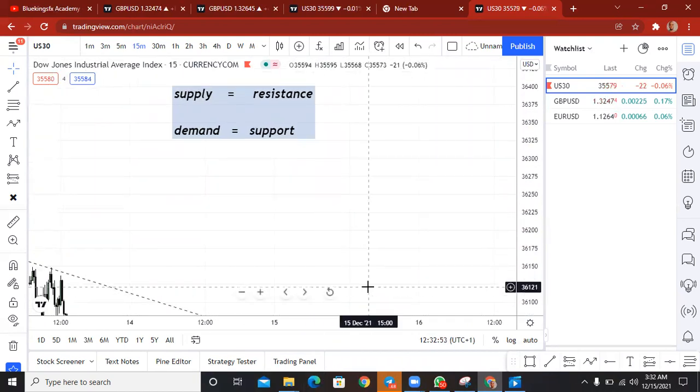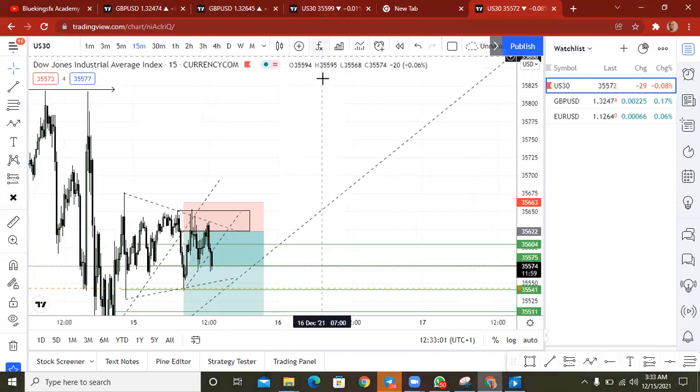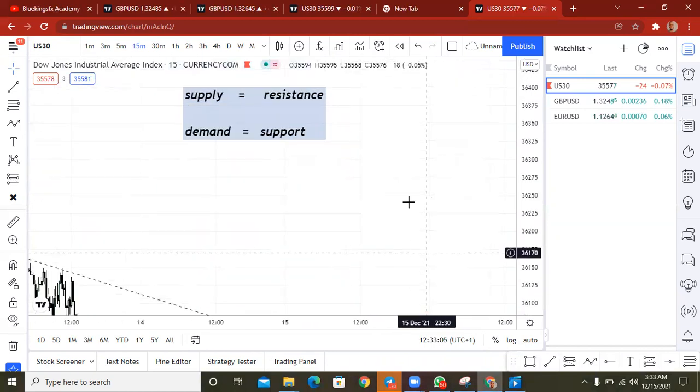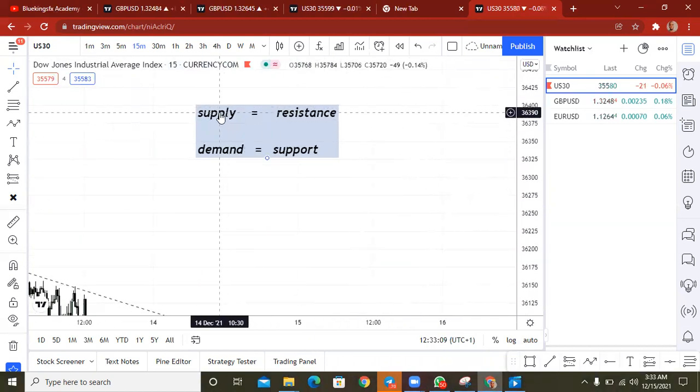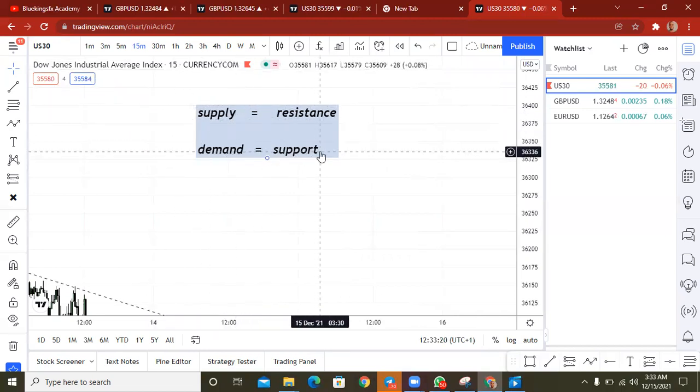So supply is equivalent to resistance, while demand is equivalent to support. Why demand is equivalent to support? So a very simple one. What is the difference between supply and resistance? Why are they not like the same? Because yes, we say that supply is equivalent to resistance and demand is equivalent to support.